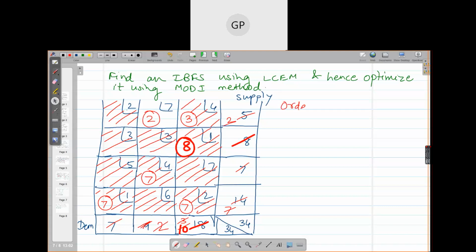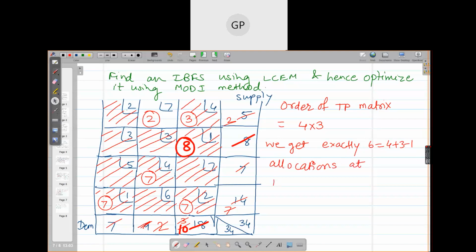So order of the TP matrix or a table is what? 4 cross 3. We get how many allocations? 1, 2, 3, 4, 5, 6. We got 6, that is equal to 4 plus 3 minus 1 allocations. And can you form any loop using these occupied cells? No, ma'am. So they are at independent positions.